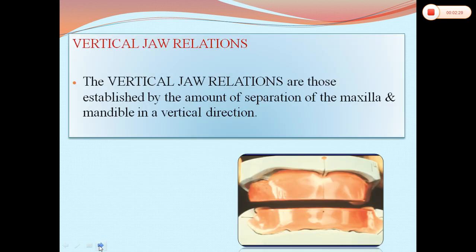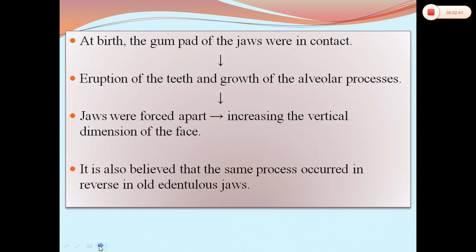Coming to the vertical jaw relation, the vertical jaw relations are those established by the amount of separation of the maxilla and mandible in the vertical direction. At birth, the gum pads of the jaws are in contact. With eruption of teeth and the growth of the alveolar process, the jaws were forced apart, increasing the vertical dimension of the face. It is also believed that the same process occurred in reverse in old edentulous jaws.